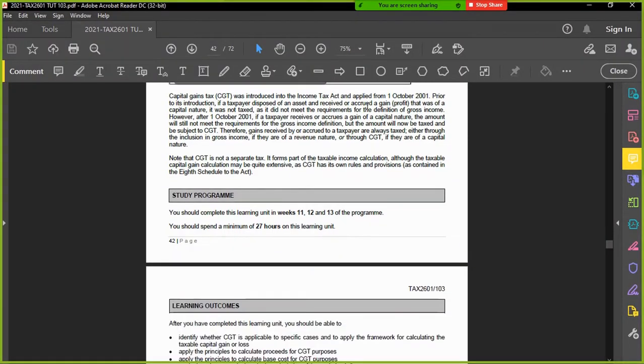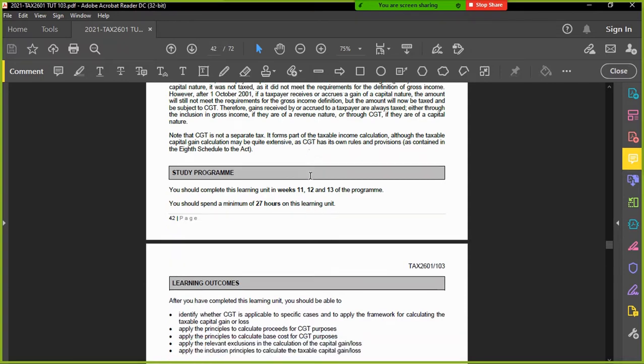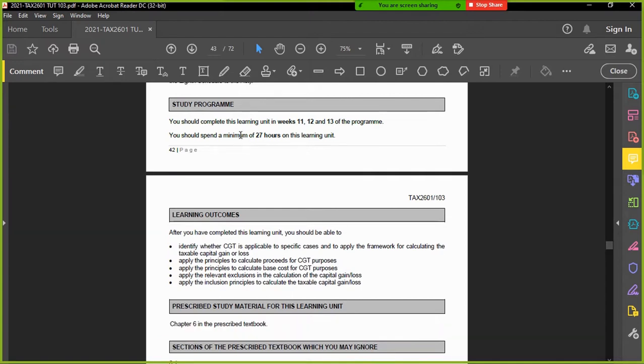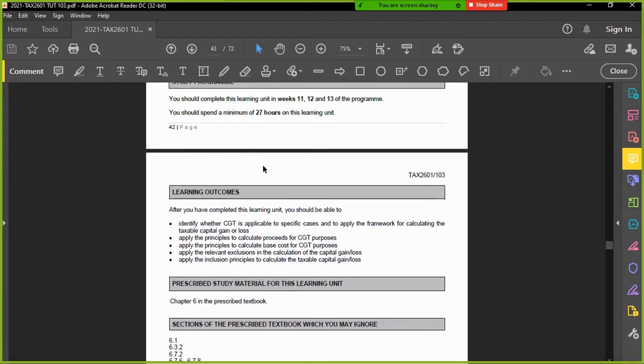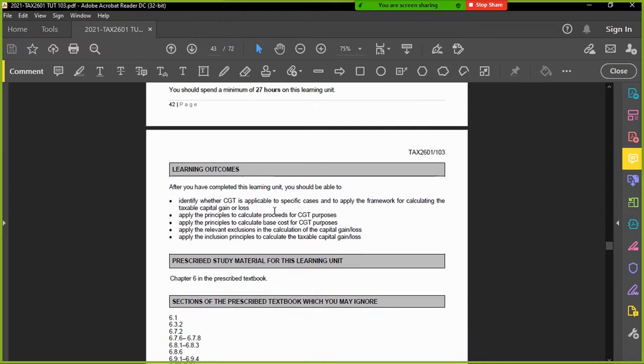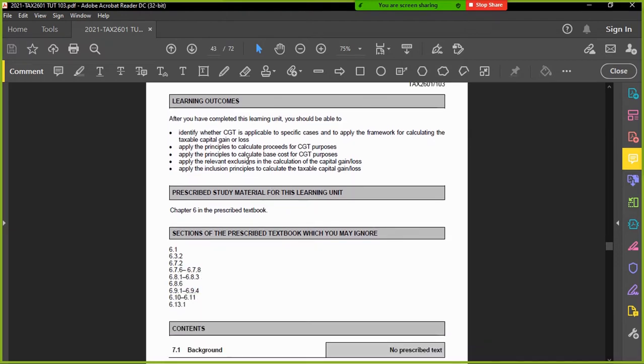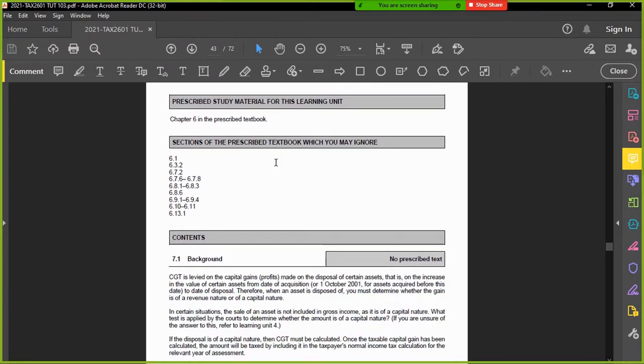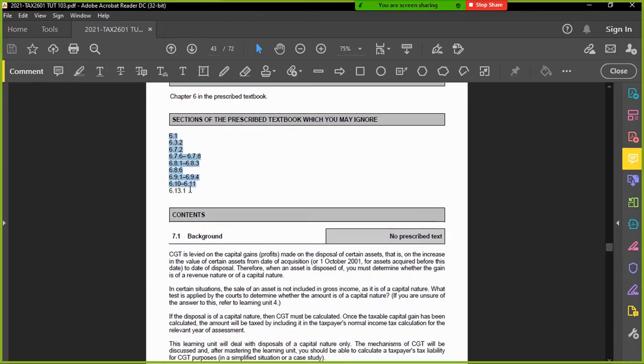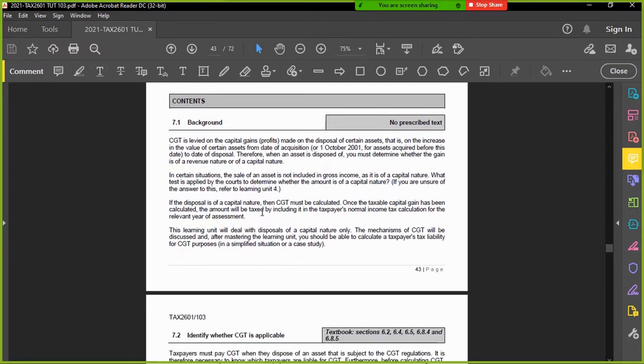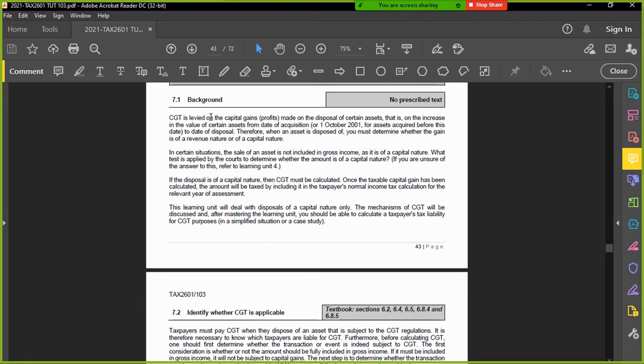They talked about the introduction of CGT. That's fine. Then they've told you to complete the learning units in those weeks, so 3 weeks for this topic. The learning outcomes are the same as what we saw earlier. Chapter 6 is the reference, and they're asking you to look at those pages in the textbook.